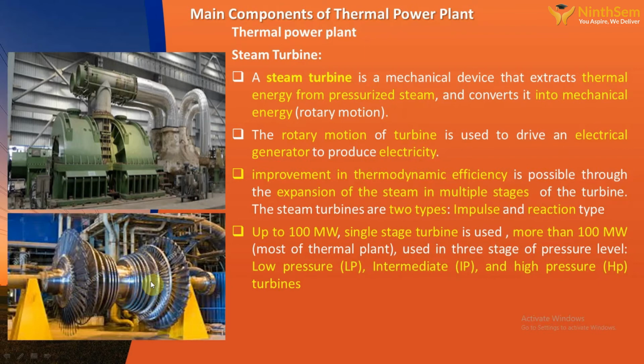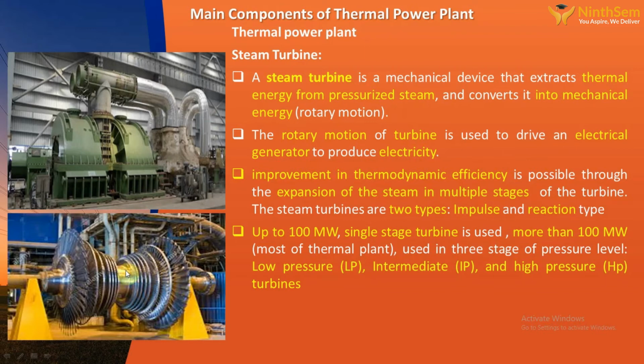So two pressure turbines, LP and HP. The steam is coming inside through the nozzles and the vents of the turbine rotor, which gets some force and starts to rotate. So the rotary motion of the turbine is used to drive an electrical generator to produce electricity. The improvement in thermodynamic efficiency is possible through the expansion of the steam in multiple stages. These are the different multiple stages. Because we are using multiple stages, we are getting that improved thermodynamic efficiency.